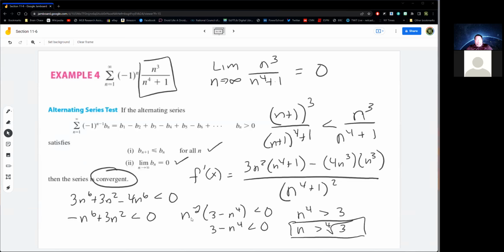Okay, factor it out. n squared less than 0 would mean n is 0, because there's nothing else there. So then I take the 3 minus n to the fourth is less than 0 and solve that. And n has to be greater than the fourth root of 3 to make that true. As long as n's greater than that, my derivative is negative, which means my function is decreasing. Which means criteria 1 is true.